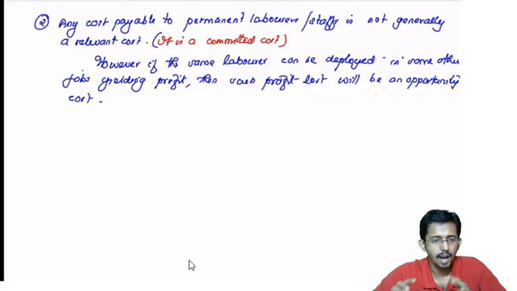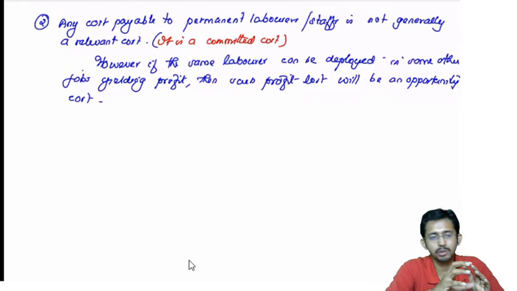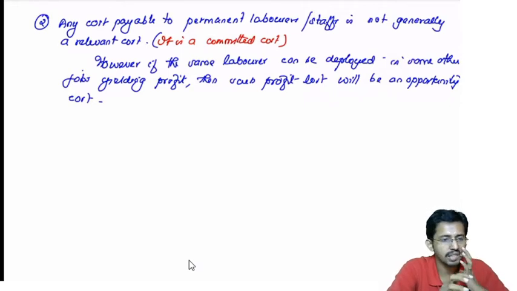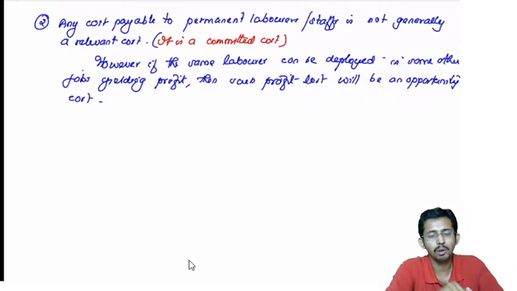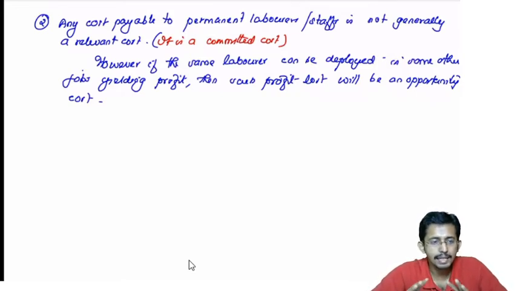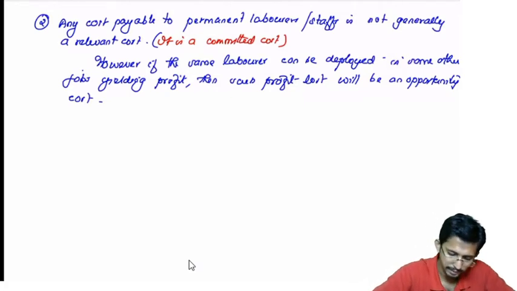Is it clear? Are you following? Okay, so any opportunity cost of any permanent labor will be an opportunity cost for executing this particular order. Other than that, any salary payable or cost payable to a permanent labor is only a committed cost, which is not a relevant cost. Okay, next.